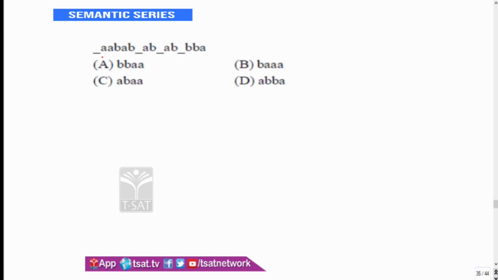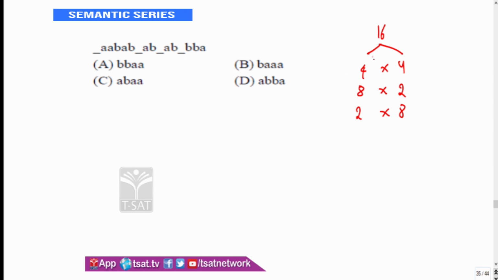Next question. First, I said that you have to count how many letters are there. 1, 2, 3, 4, 5, 6, 7, 8, 9, 10, 11, 12, 13, 14, 15, 16 are there. So whenever 16 letters are there, we can divide like 4 blocks repeating 4 times or 8 blocks repeating 2 times, or 2 blocks repeating 8 times. So these are the possible things.